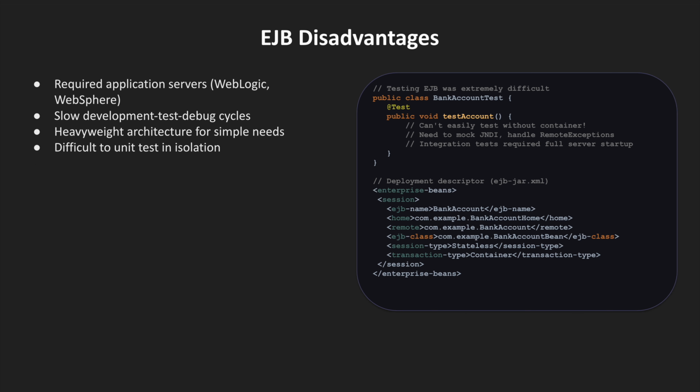Regarding the disadvantages of Enterprise Java Beans, it required application servers such as WebLogic and WebSphere in order to run EJB containers. Testing was almost impossible: you can't really test it without the container, you need to mock JNDI, and integration tests required a full server startup. So considering all the difficulties with the factory design pattern, EJB and other approaches, around 2003 another framework was introduced, which is Spring.